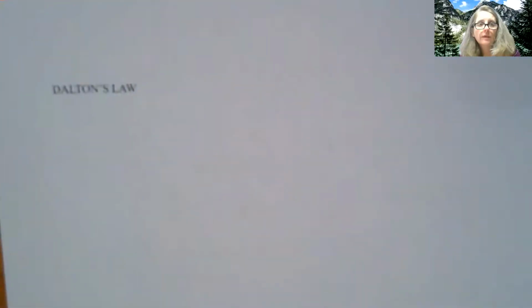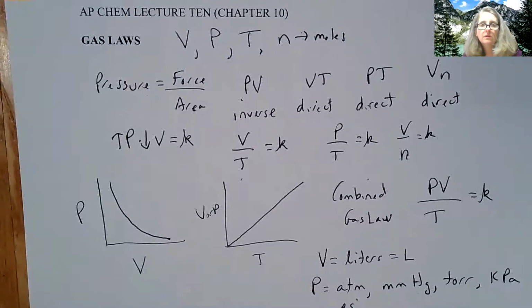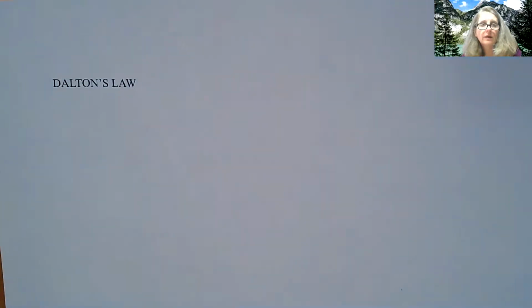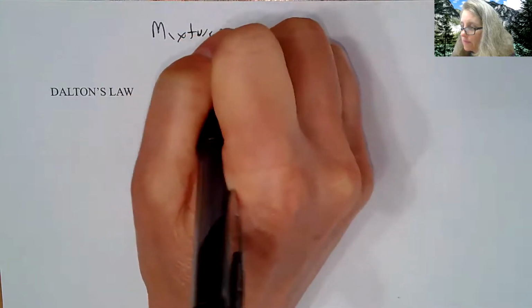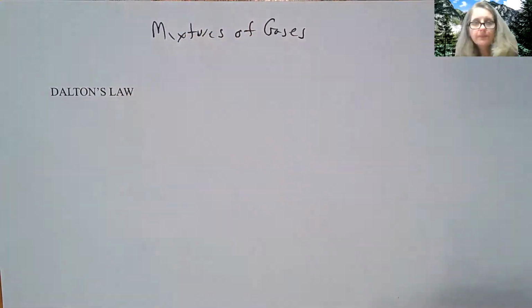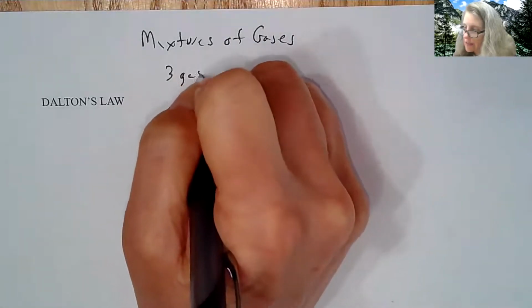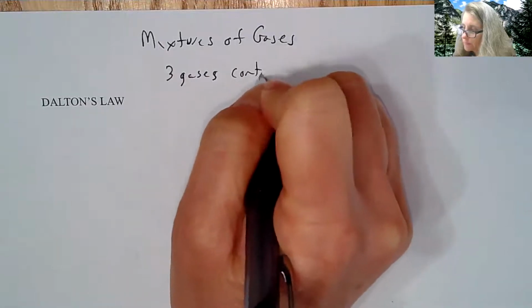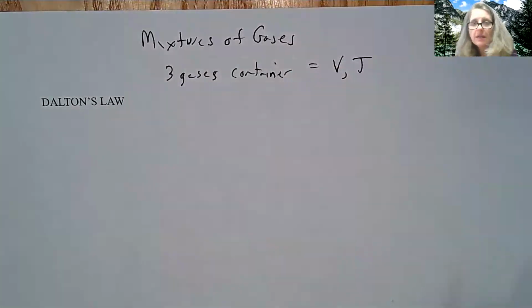All right, so that is one gas at a time. So what about if we have what we call mixtures? So what if I have mixtures of gases? That's what this page is going to be about. So what if I have 3 gases in a container? In that container, they're going to have the same volume and the same temperature. So the only thing that's really going to change there is going to be the pressures.